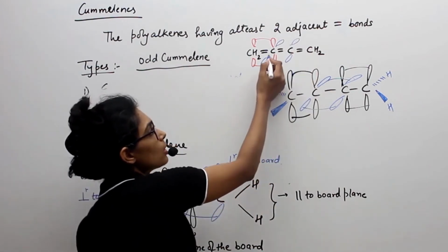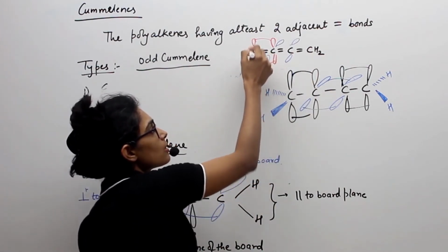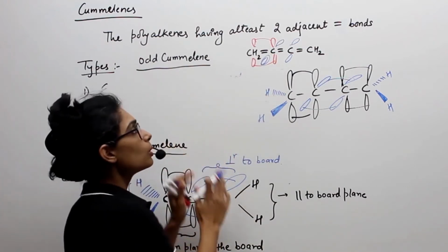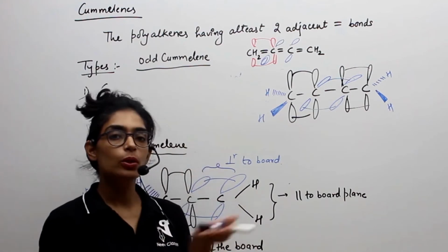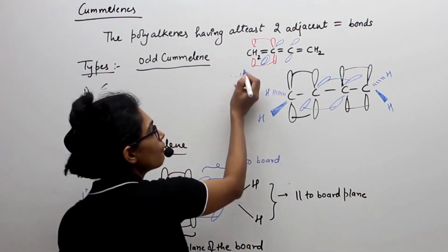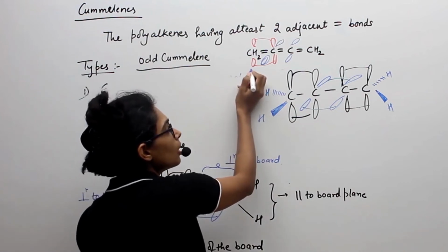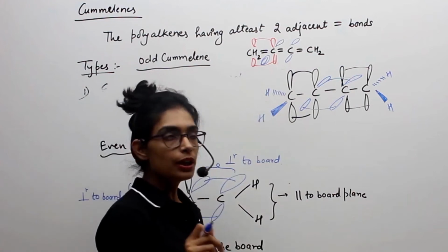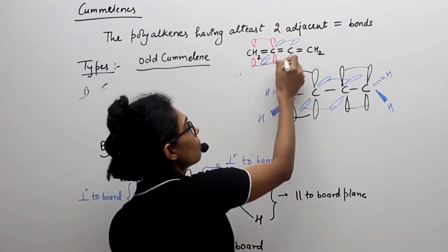So let's assume this red p orbital was parallel to the plane, and this blue one is perpendicular to the plane, because these two p orbitals will be perpendicular to each other. So if one is parallel to the plane of the board, the blue one is going to be perpendicular to the plane of the board. So these will form the pi bond.